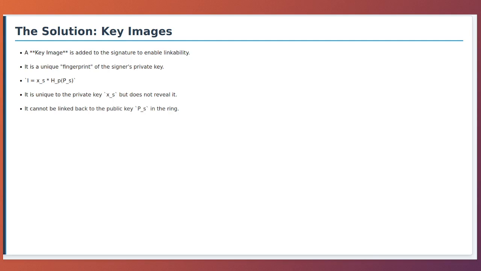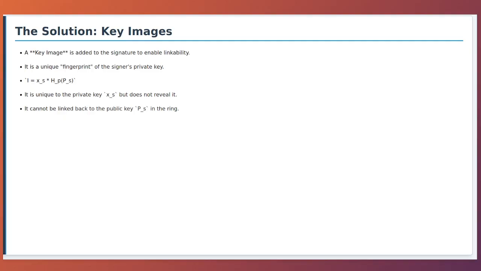x_s is the signer's secret private key. P_s is their public key. H_p is a special type of hash function that takes a point on the curve, the public key, and hashes it to another point on the curve. By multiplying this hashed point by their private key, the signer creates a new point, I, the key image.